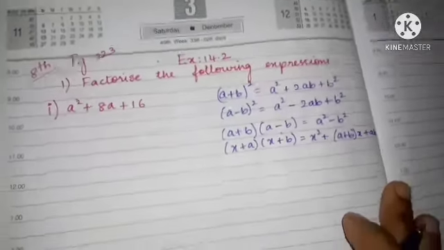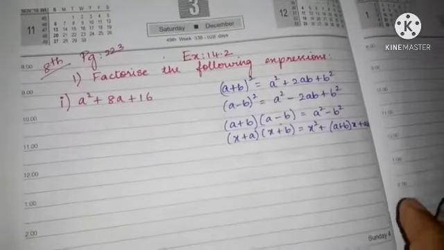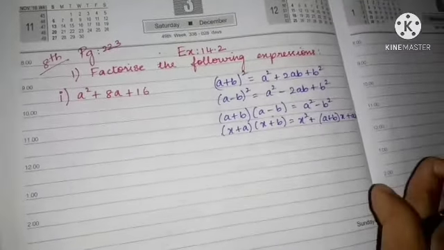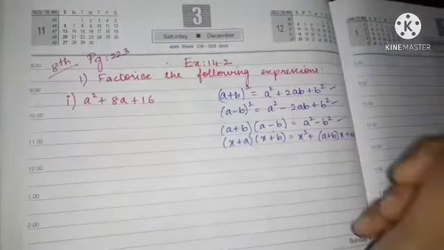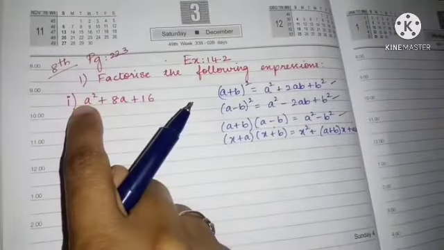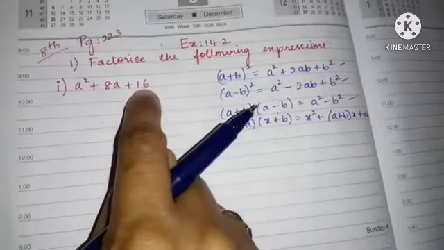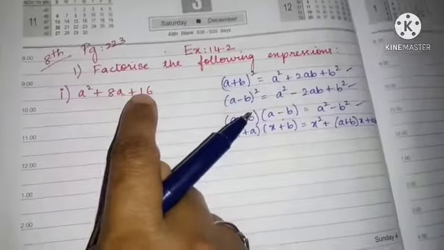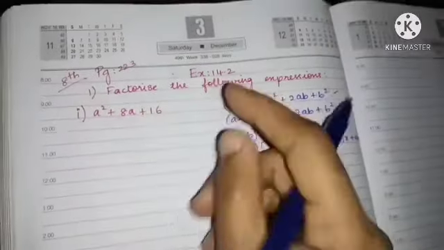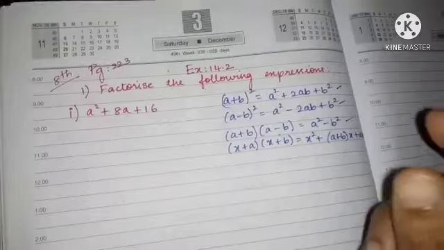Now we should check what identity should be used for the particular problems. When these three identities are used, you should check whether the first value and the last value are perfect squares. A square is a perfect square. 16 is nothing but 4 square, correct? So they are perfect squares. Obviously they are perfect squares.